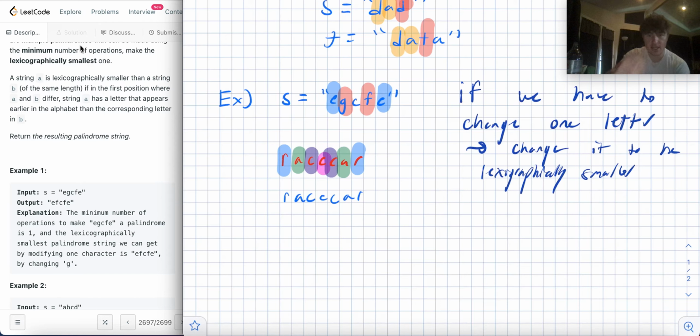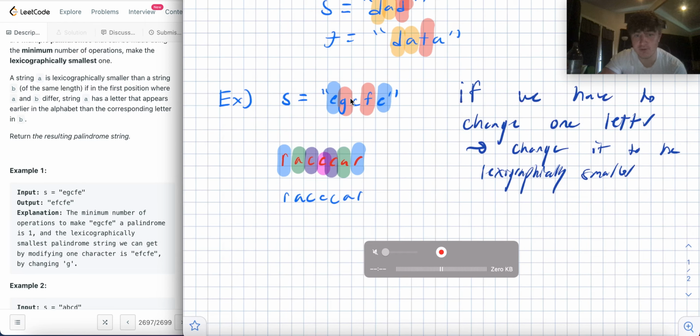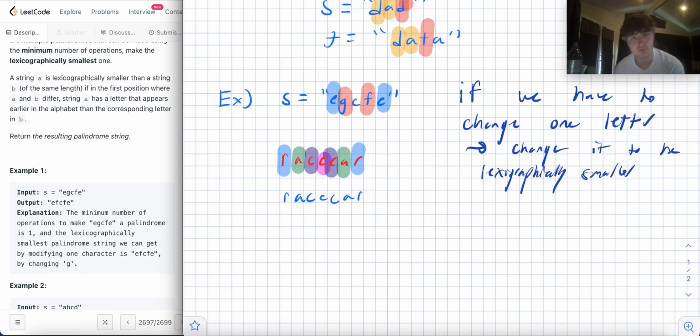Well, G comes after F, right? So if I convert this G to an F, then the string will be smaller. But if I convert this F to a G, the string is going to come later in the dictionary. So I should always take the larger one of the two and convert it to the smaller one. And doing that will give me the lexicographically smallest string.